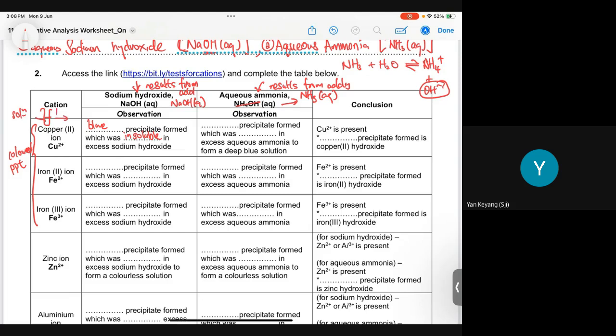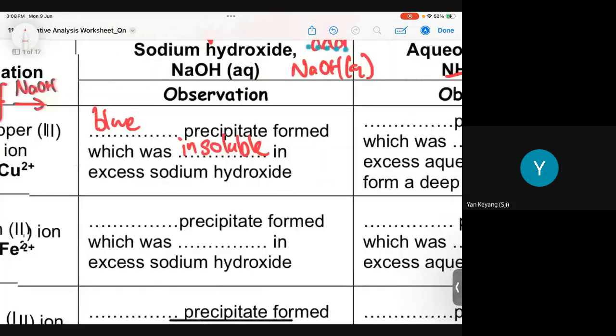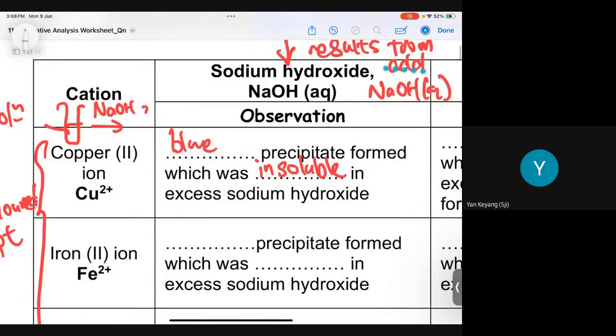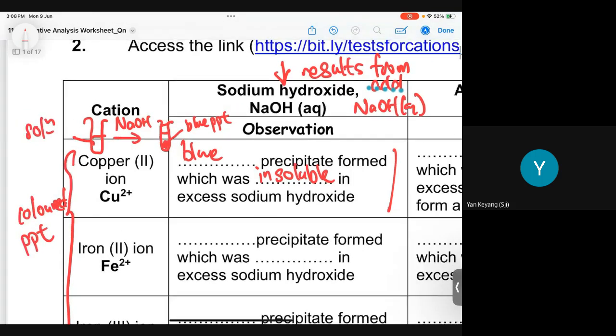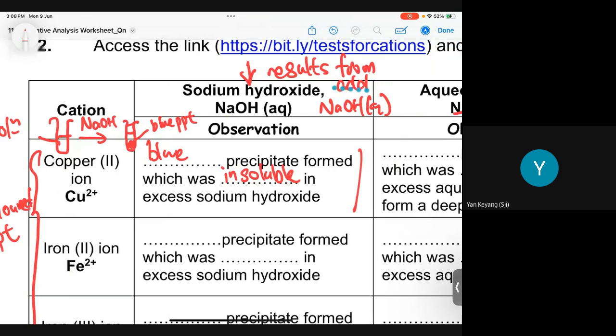After I add sodium hydroxide, what's going to happen? I'm going to have my solution here, but then I'm going to have a blue precipitate. So you see solid forming. The blue precipitate is a solid that's formed. And if you add excess, so you add some more sodium hydroxide, it is insoluble. That means it will not dissolve in excess sodium hydroxide. That's what they mean by this particular portion over here. So that's for copper 2 ions when you are adding sodium hydroxide to it.